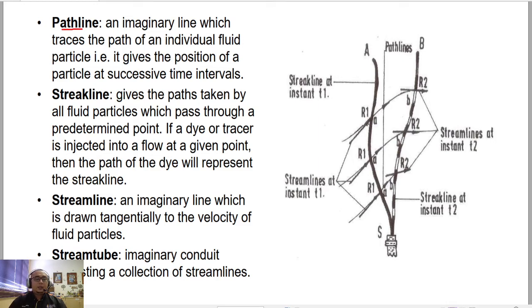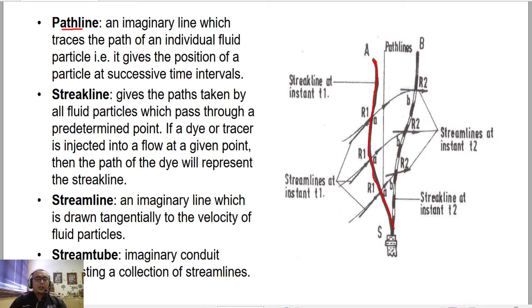Kemudian streak line. What is streak line? It gives the path taken by all fluid particles which pass through a predetermined point. If a dye or tracer is injected into a flow at a given point, then the path of the dye will represent the streak line. Okay, for example, contohnya kita akan inject masuk ni dalam satu flow, which is ini kita namakan dia sebagai streak line. Okay, bila kita inject, for example kita inject kita dye, and then dye tu akan spray to the flow, ataupun kita panggil dia sebagai streak line.